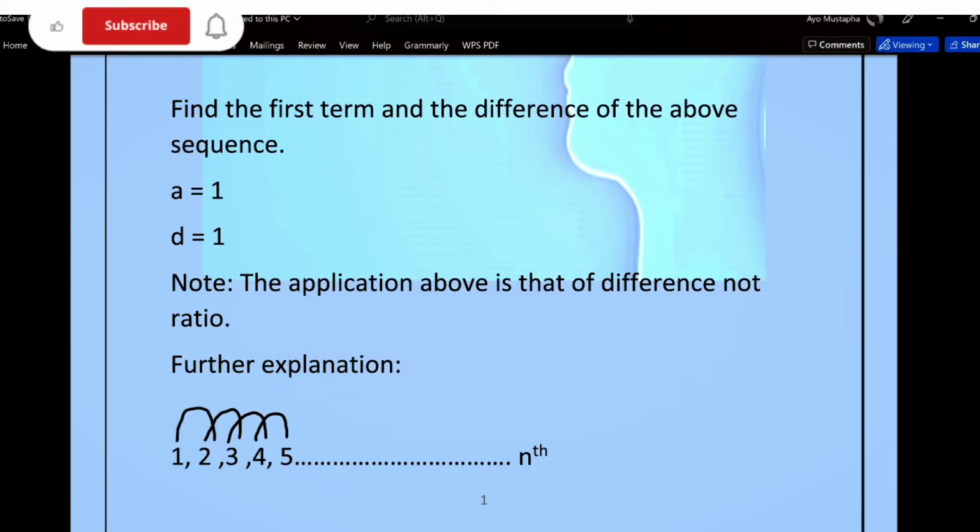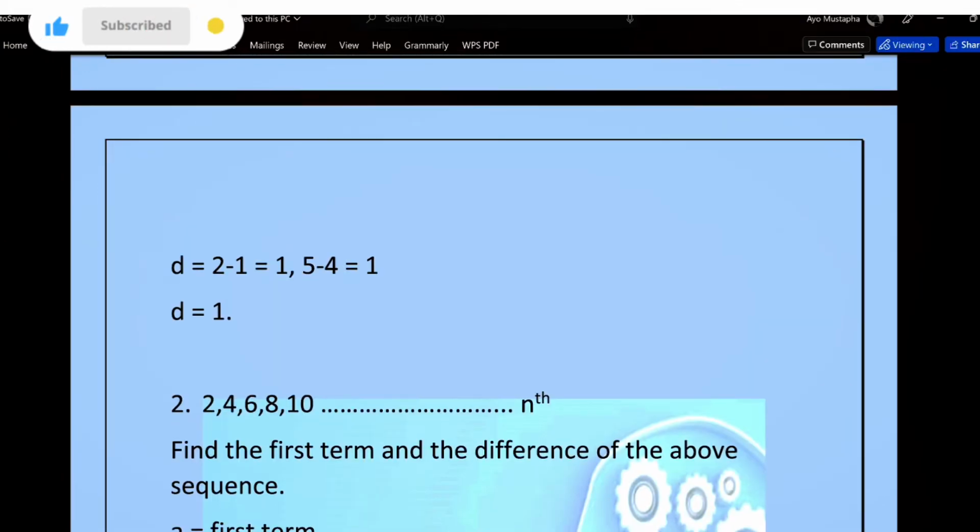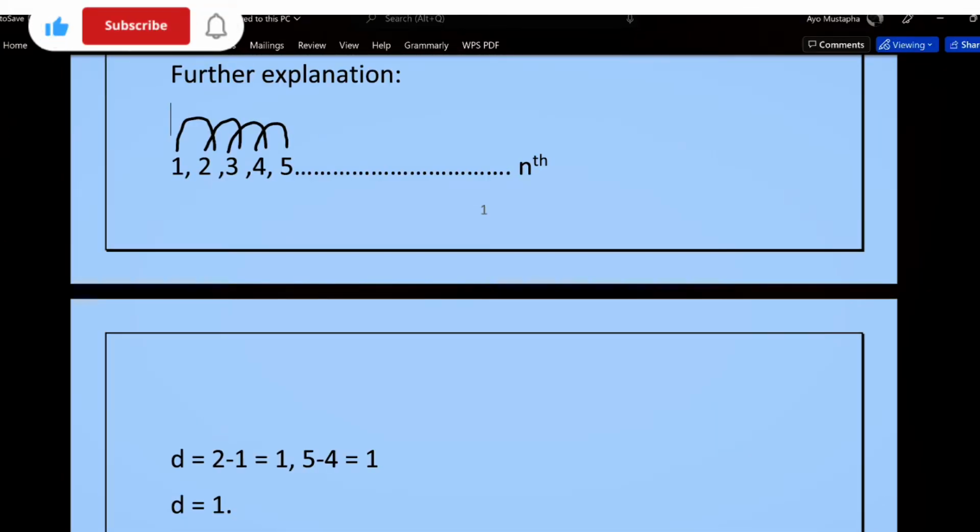So we have our sequence as 1, 2, 3, 4, and 5, and we can see the signs are here. We have to find our D. Difference equals D. Now 2 minus 1 equals 1. Figure 2 comes to the front and figure 1 goes back. So we have 2 minus 1 equals 1. That's how we arrive at our difference.